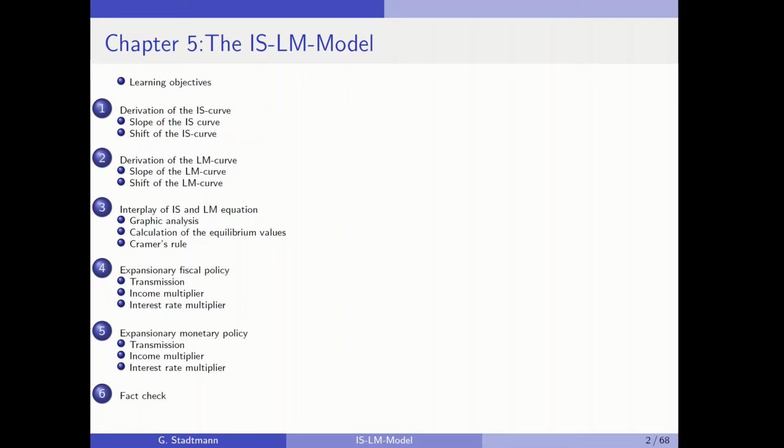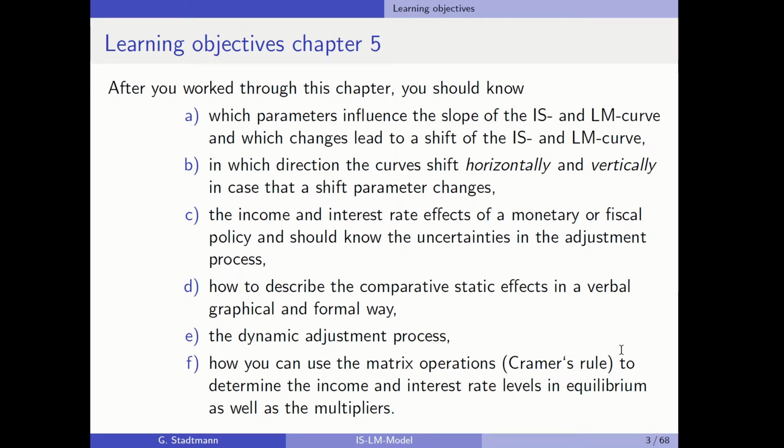It's a very long chapter, so I'll split this lecture into several videos. Let's get started with the learning objectives. After you have worked through this chapter, you should know which parameters influence the slope of the IS curve and the slope of the LM curve. And you should also know what kind of changes lead to a shift of the IS or the LM curve. You should be able to determine in which direction the curves shift horizontally and vertically in case that one important variable changes.